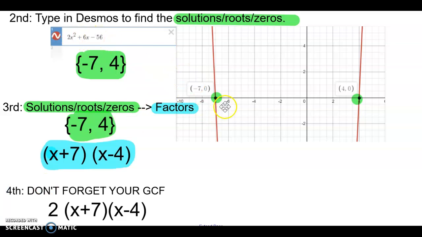So when I type my problem into Desmos, I can see that one solution is -7 and one solution is 4. Once I find my solutions, roots, and zeros, I need to turn those into factors. So if one of my solutions is -7, one of my factors, or one of my binomials, is x plus 7. If one of my factors is +4, one of my factors can be x minus 4. When you go to finish typing in your problem, the answer is not just x plus 7, x minus 4. You have to add your GCF in there. This is my whole answer.